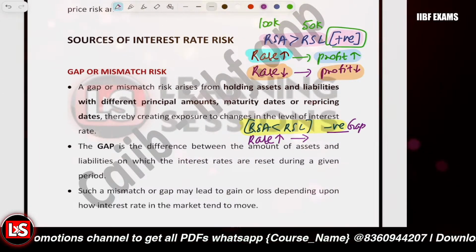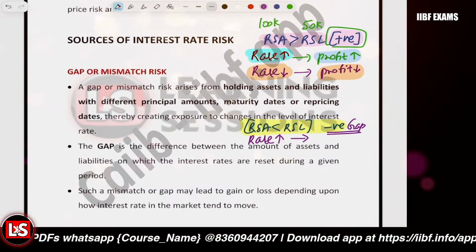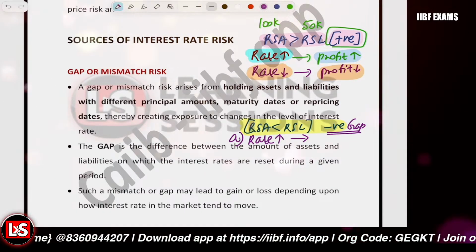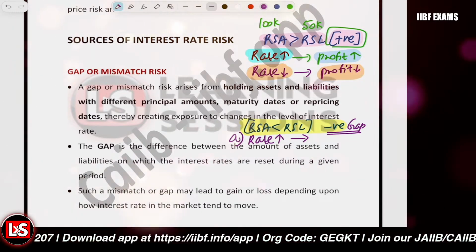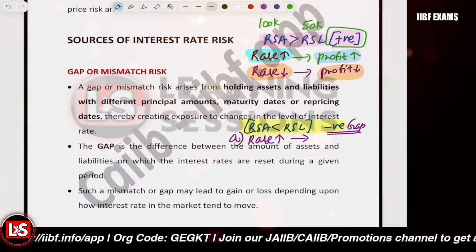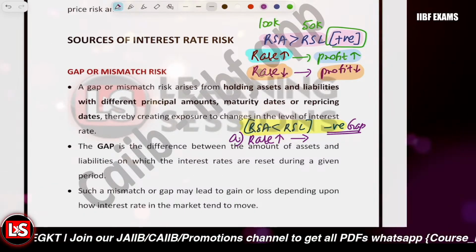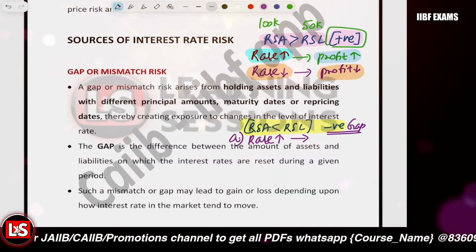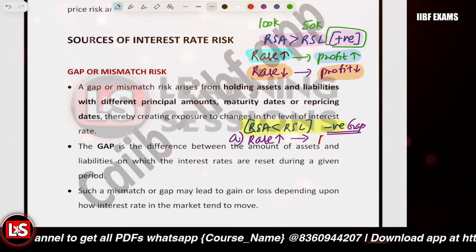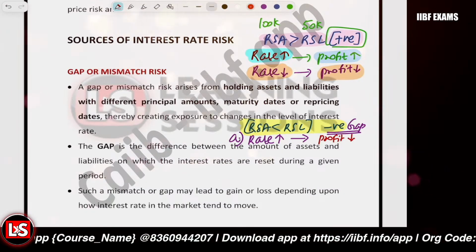If we have the negative gap, risk sensitive assets are lesser than the risk sensitive liabilities, and we take the case that the rate increases. Now the rate will increase much more on the liabilities because we have more risk sensitive liabilities, which means the paying part will be increasing and the receiving part will not increase that much. So overall profitability will be lowered. We can say the profit will be decreasing in this case.